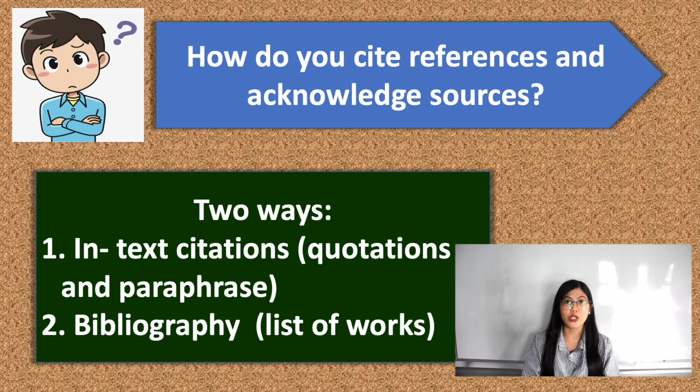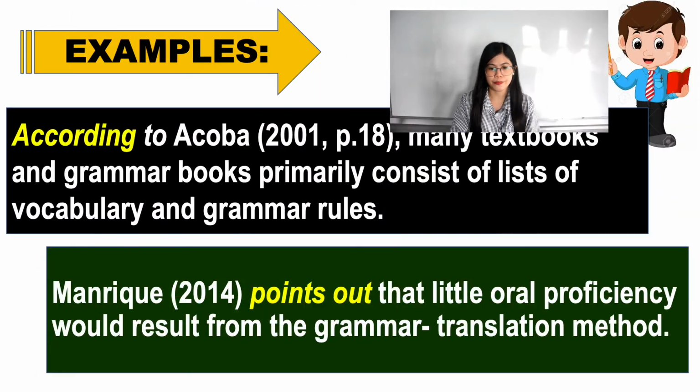Here, you can make a list of works which is placed at the end of your research paper or write-ups. This can also be seen at the end part of your textbooks. Usually in bibliography, they are arranged in alphabetical order. So let's have examples for in-text citations.